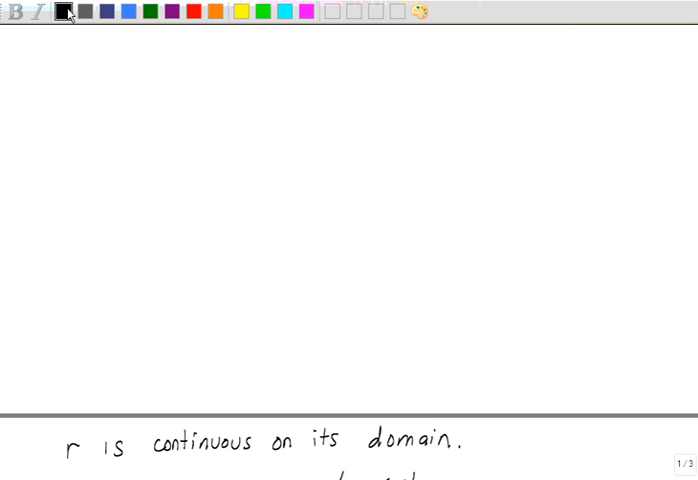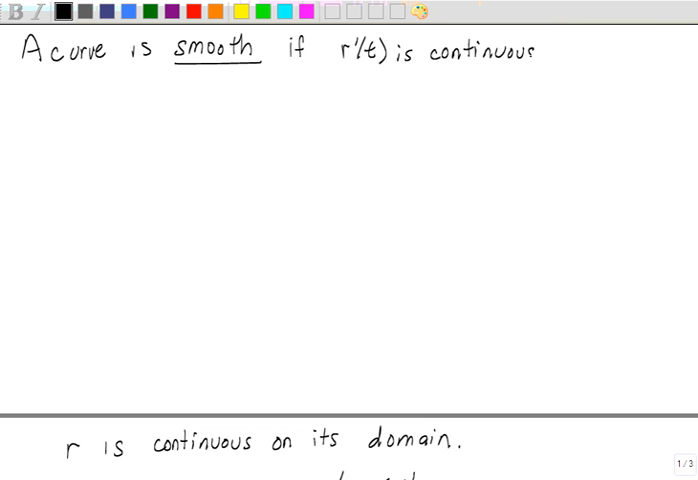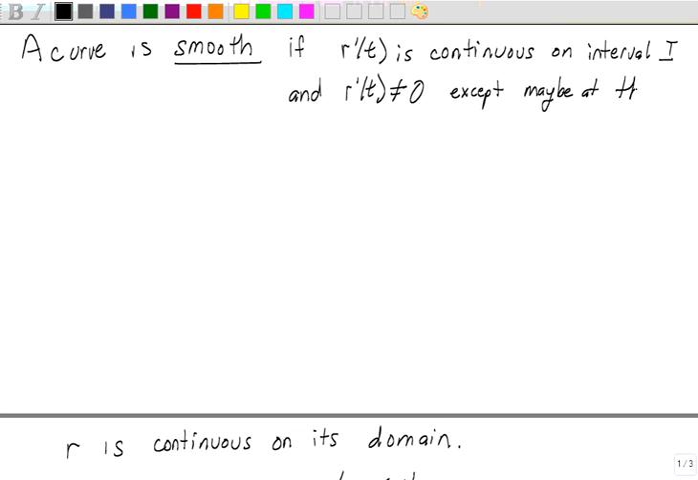Okay. A definition. A curve is smooth if R prime of t is continuous on an interval I. So it's smooth on I if it's continuous on that interval, and R prime of t is never 0 except maybe at the endpoints. So this just assures us that we don't have any sharp points. Remember, with regular derivatives, if the derivative is 0, you may have a sharp point.